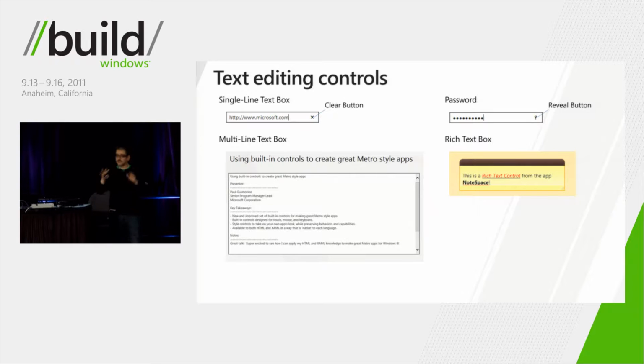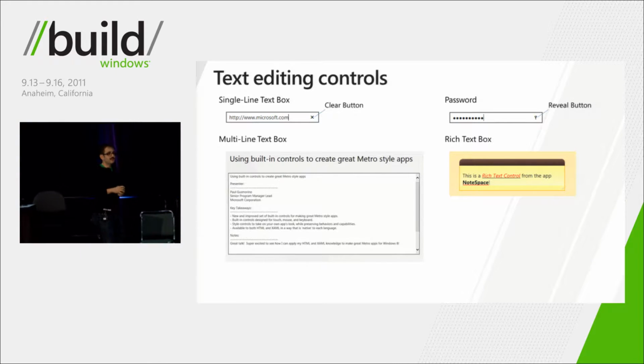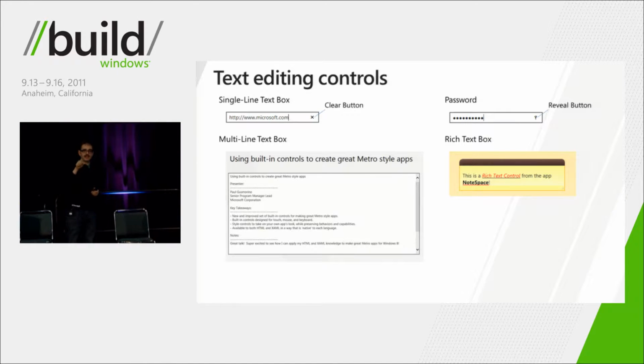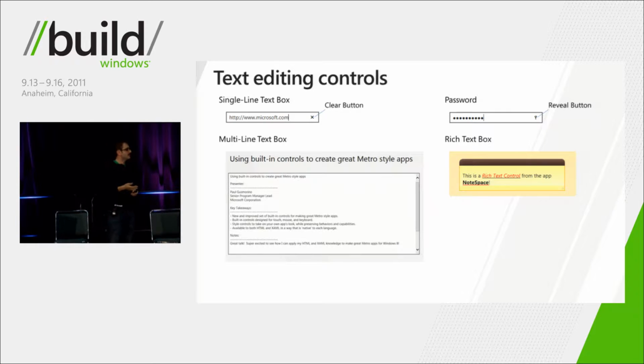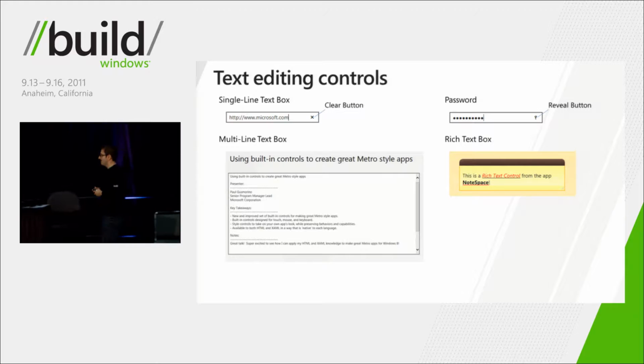One of the things we've done just on the control level itself is we've added this clear button to the single line text box. So in a single tap, you can clear the box. You don't have to select the text and delete. That makes it really easy with touch. In a lot of scenarios, you just want to clear the text. And that's there.